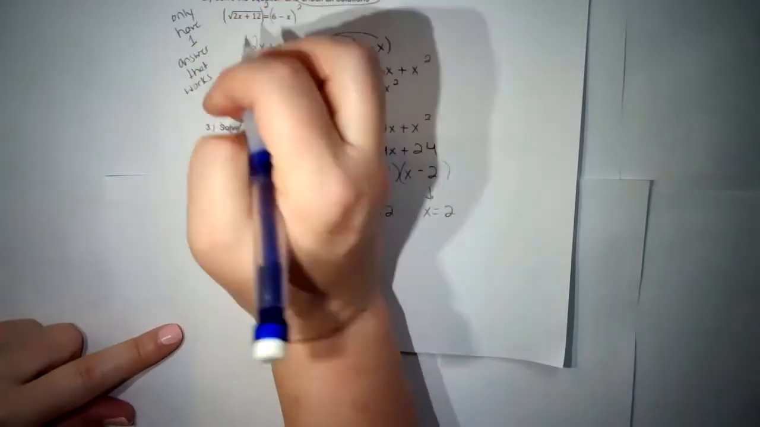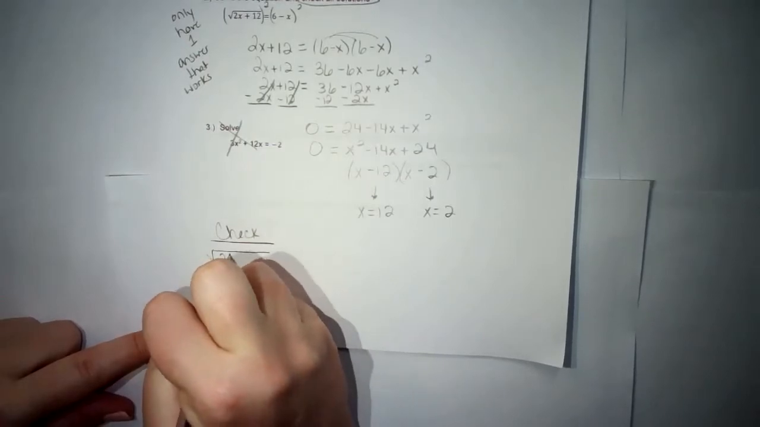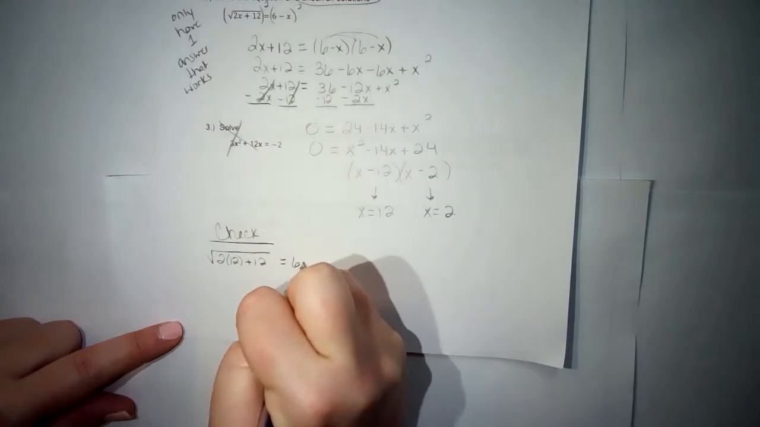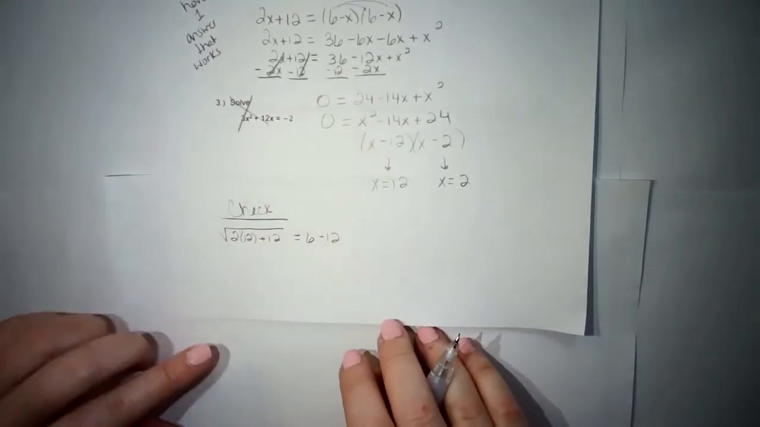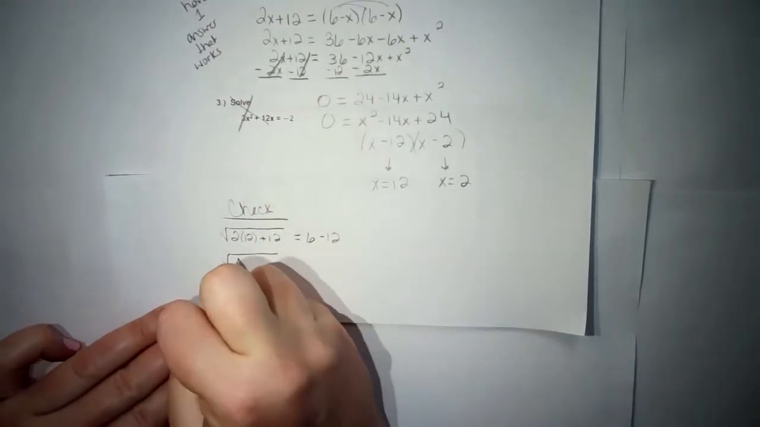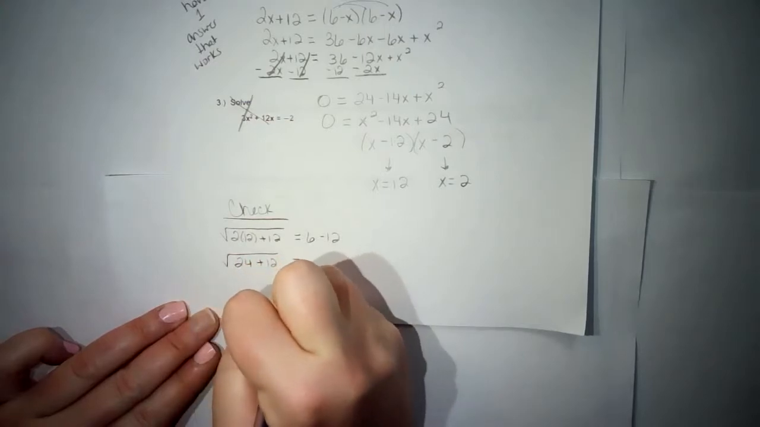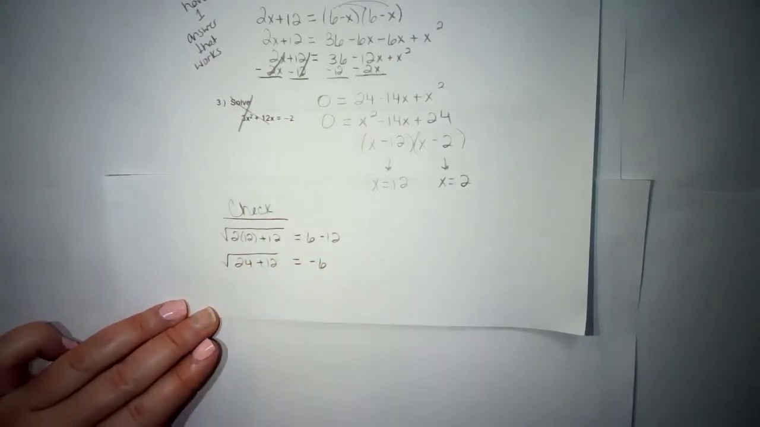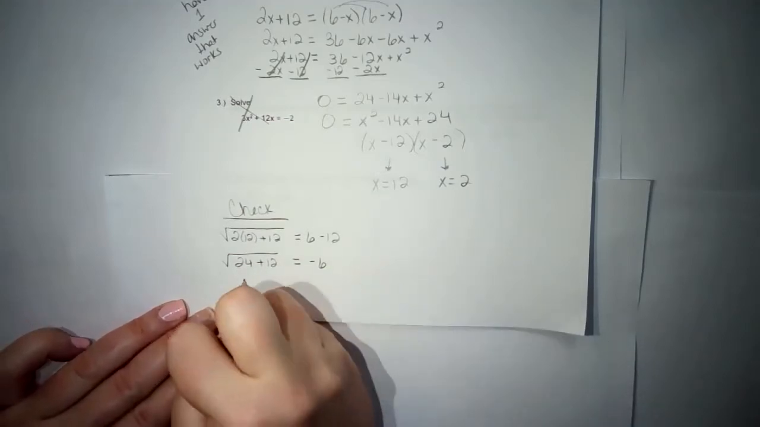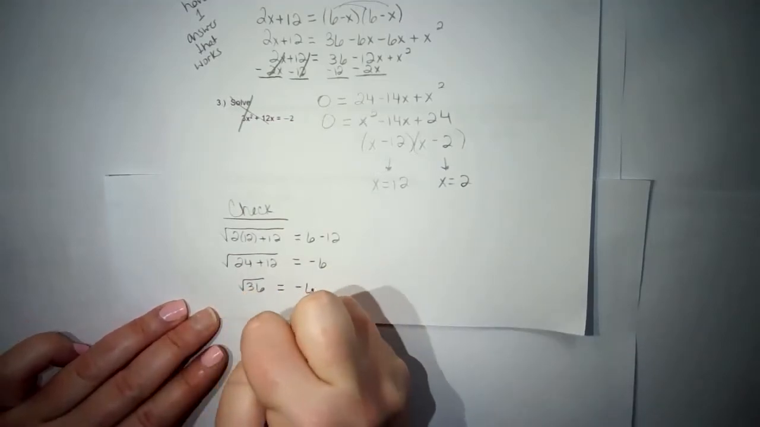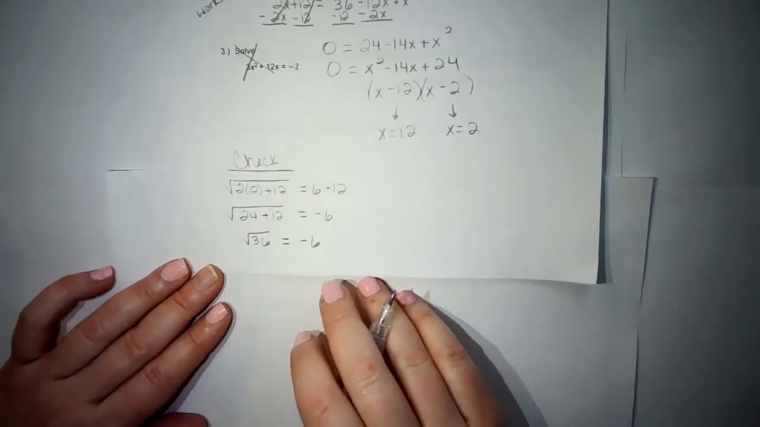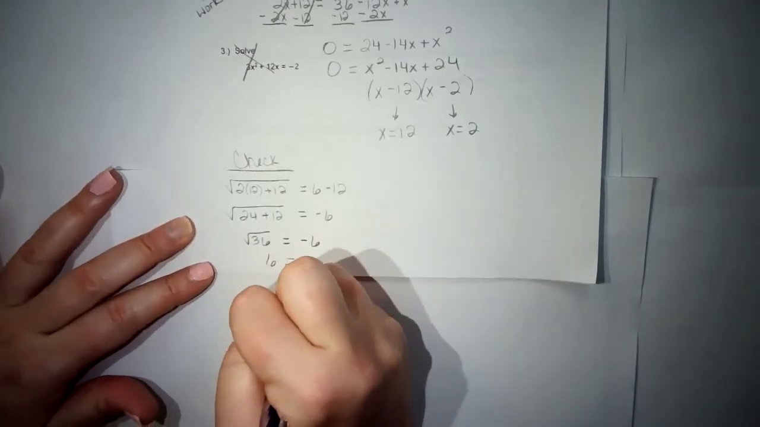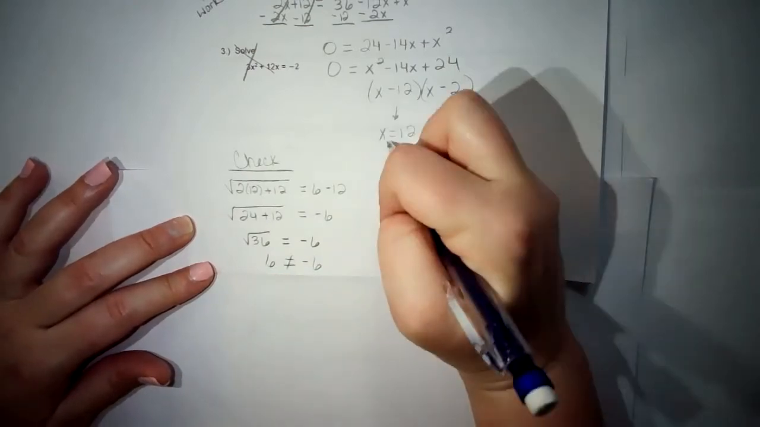Okay, I'm going to go back up to my original problem, and I'm going to have square root of 2 times 12 plus 12 equals 6 minus 12. Okay, this is going to be 24 plus 12 equals negative 6. I can already tell this isn't going to be the one because a root can't equal a negative number. Sure enough, the square root of 36 is 6. It's not negative 6. So this is not going to be an answer.